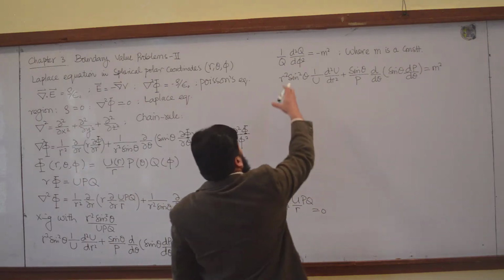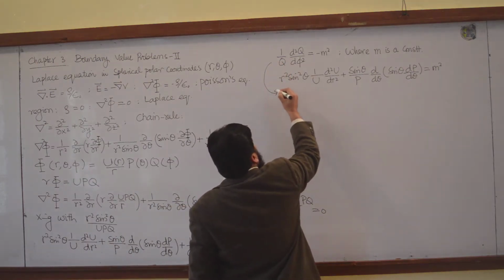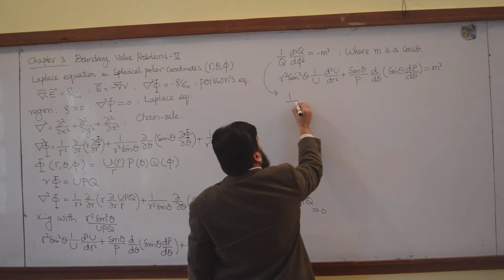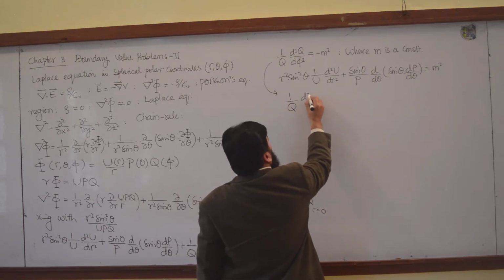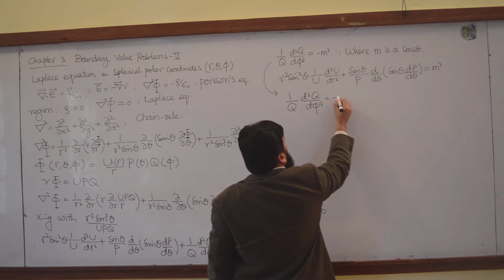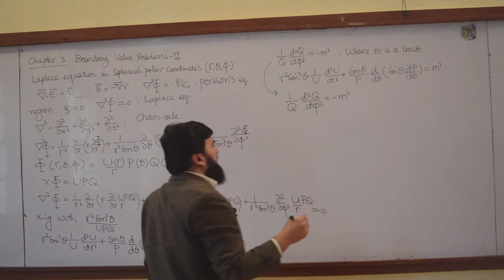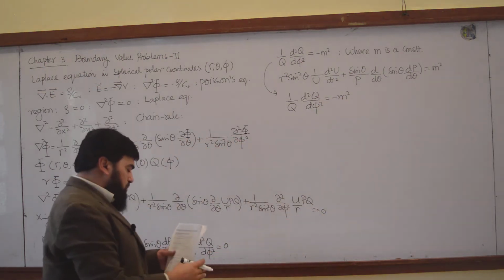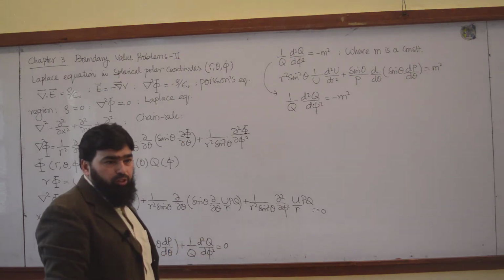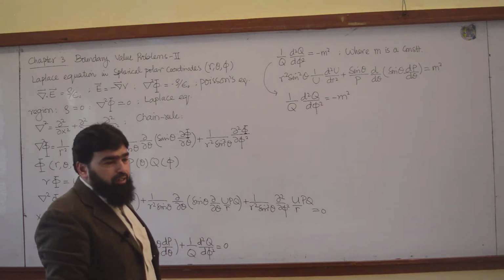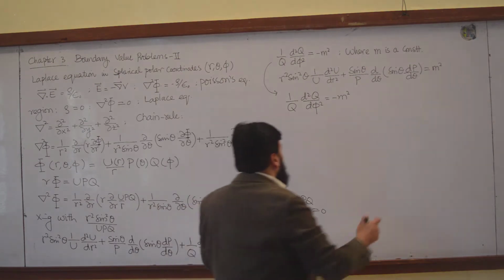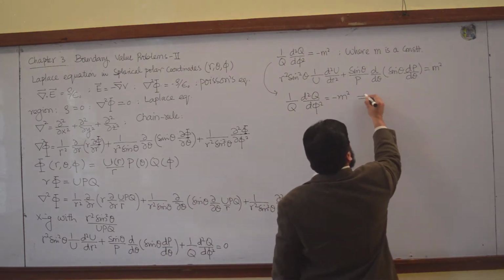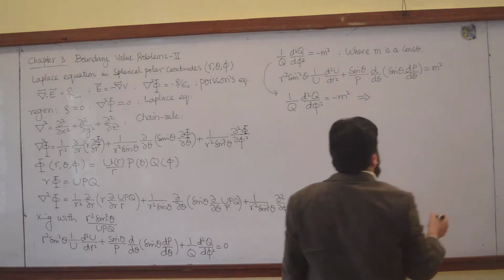Now I will start with this one: 1 over Q d squared Q over d phi squared is equal to minus m squared. Now you know how to solve this differential equation. It is a very simple second order differential equation, and you know that the solution is in terms of the Euler formula.